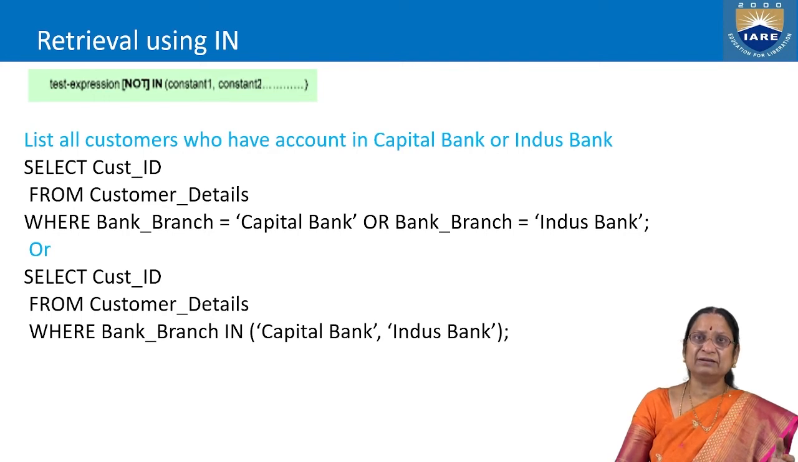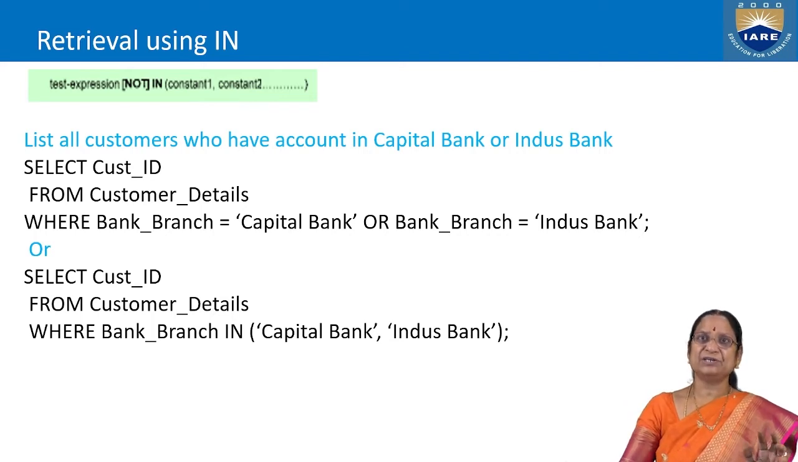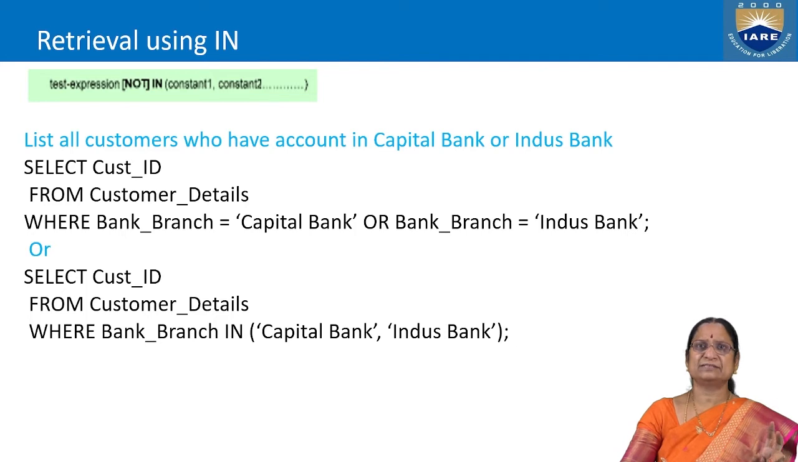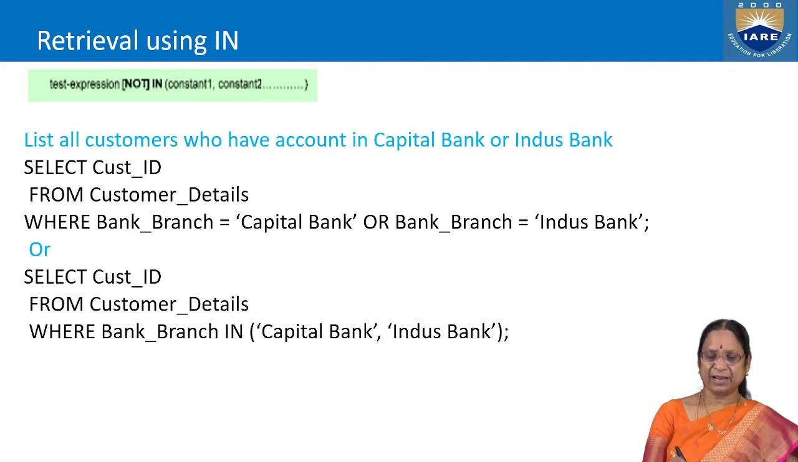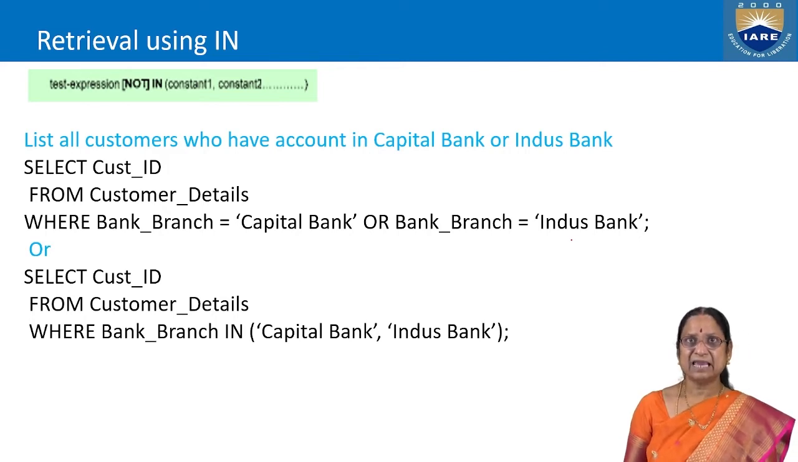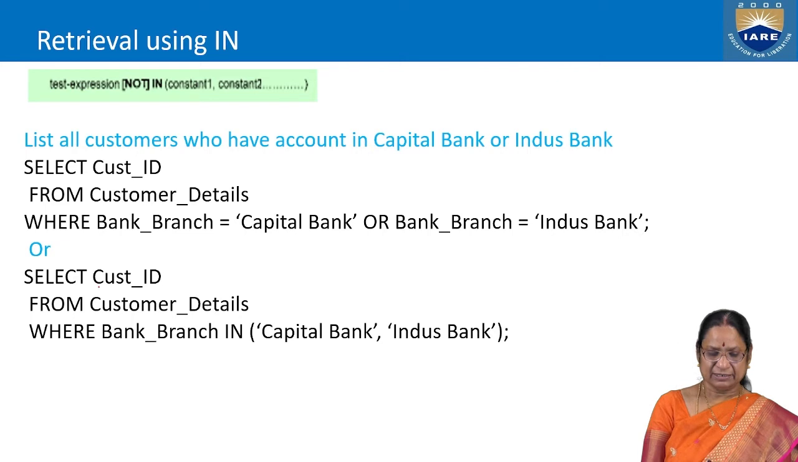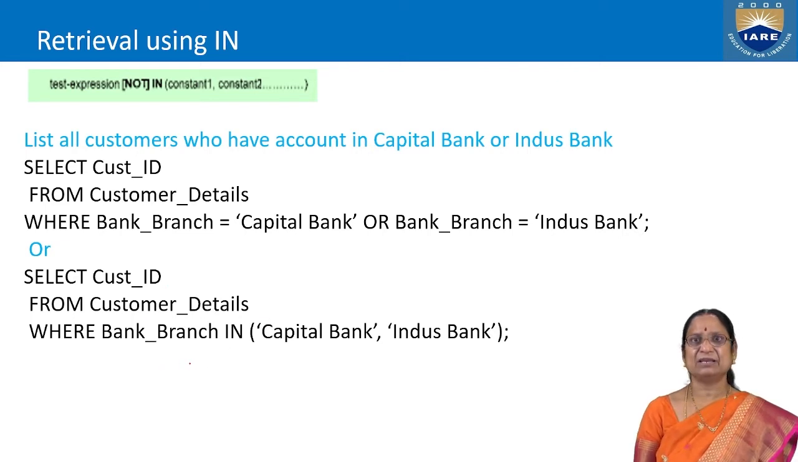Similarly, if there are more than 2 or 3 values you have to compare, then we can use the IN operator. Instead of OR, we can use IN. Or you can use various conditions combined with OR also. For example, list all customers who have an account in Capital Bank or Indus Bank. How to write? Where the bank branch is Capital or bank branch is Indus Bank. The same we can write by using the IN operator. Select customer ID from customer details where bank branch IN, and we give the values.